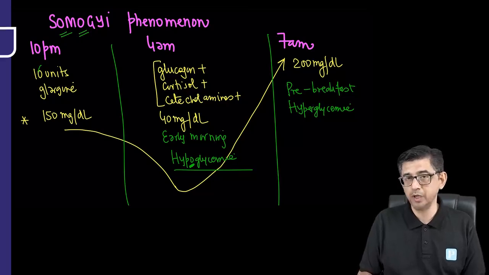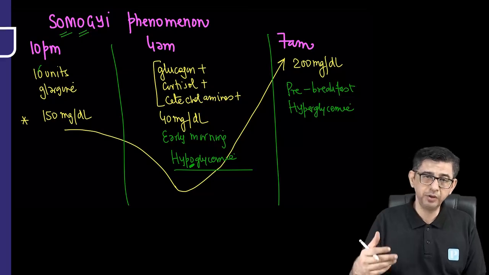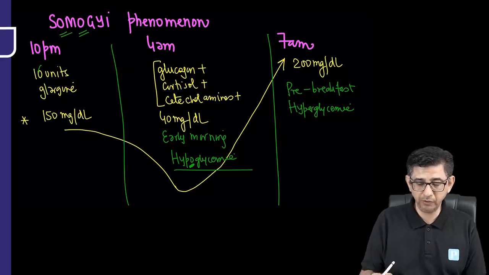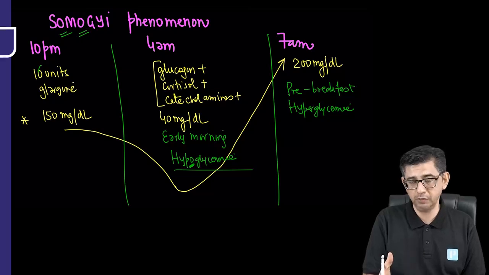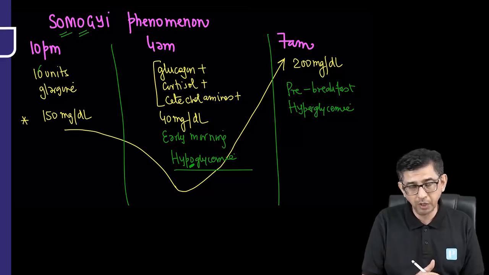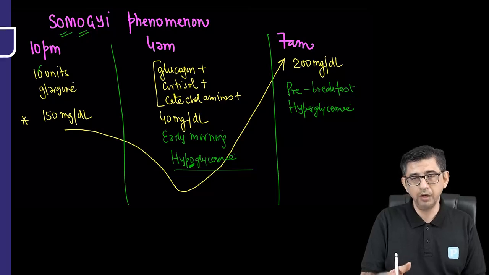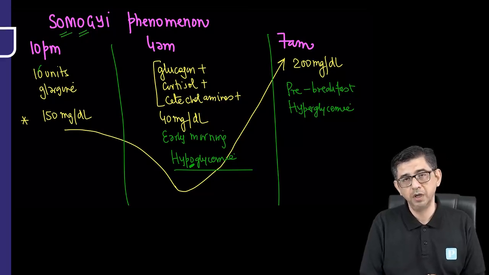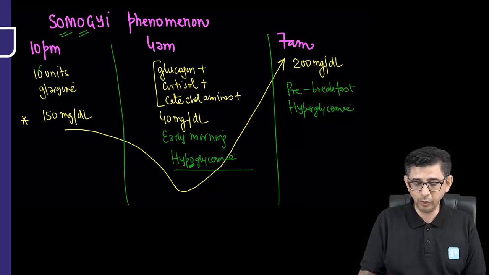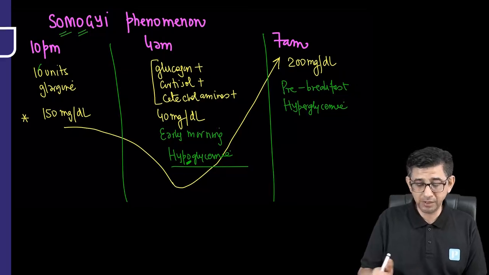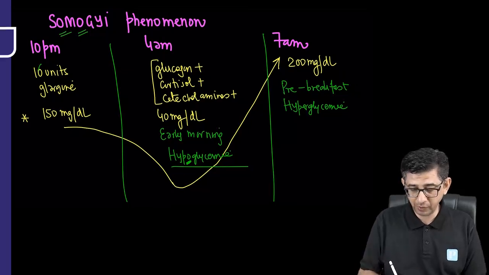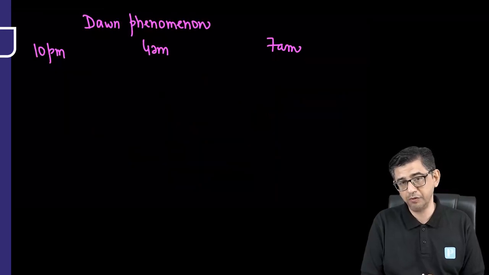It is early morning hypoglycemia, and the reason for this early morning hypoglycemia is this extra dose of insulin that was given either due to my faulty prescription or maybe because of wrong compliance on the part of the patient. In fact, you will appreciate the importance of this Somogyi phenomenon from what I say in the next 1 minute. That is for another phenomenon which is called the dawn phenomenon.